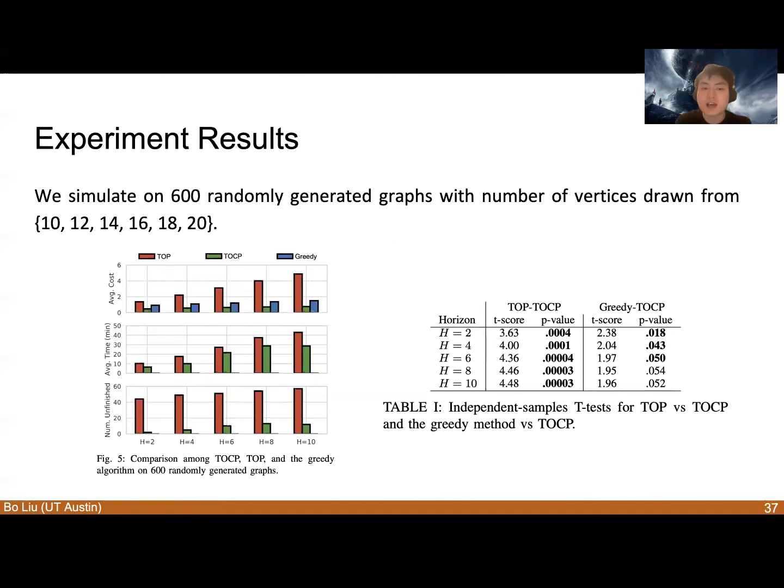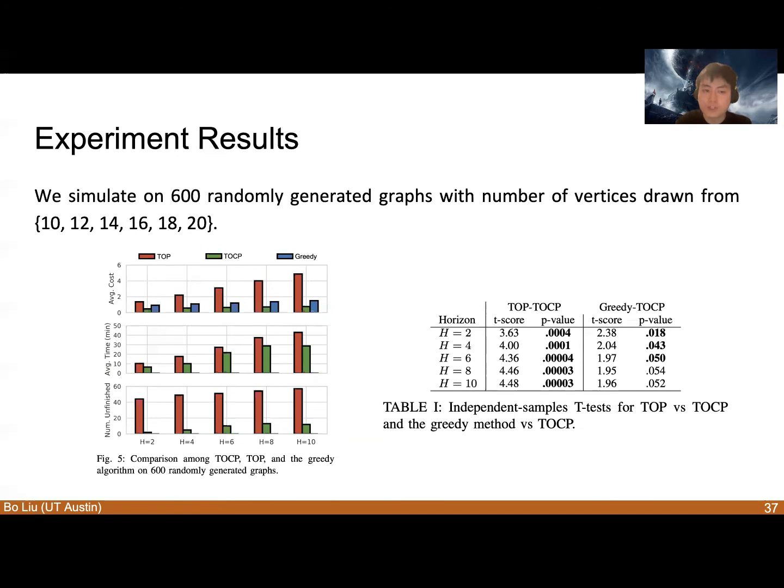We simulate 600 randomly generated graphs with a varying number of vertices. On the left, we show the comparison among TOCP, TOP, and the greedy algorithm on 600 graphs. Because we limit the computation budget to 1,000 seconds, it is possible that TOP and TOCP might not be able to find a feasible solution within that time limit. On the last row, we show the number of failures in that case. As we can see, TOP actually fails a lot. TOCP occasionally fails, but the number of failures is much smaller than the number of failures in TOP.